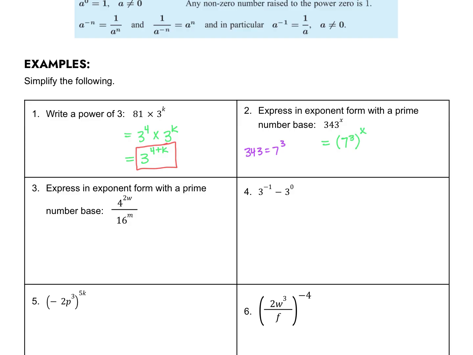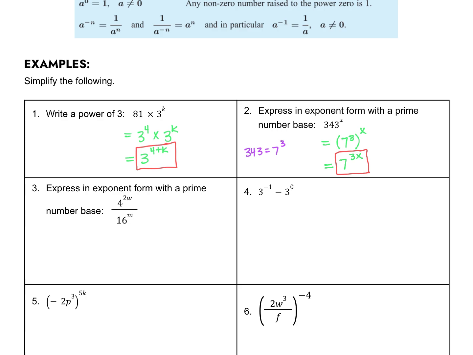Now, when you raise a power to a power, you multiply the exponents, which means that 7 to the third power to the power of x is going to be equal to 7 to the power of 3 times x. So that is written with a prime number base.